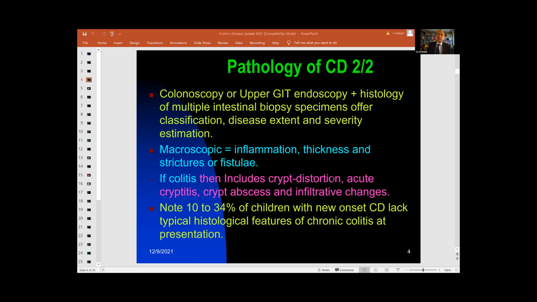If the Crohn's disease involves the colon, then there could be some features of crypt distortion, cryptitis, crypt abscesses, and inflammatory changes. In children, it is often seen in 10 to 34% that the new onset Crohn's disease does not have typical features of chronic colitis on presentation, but develops it subsequently.